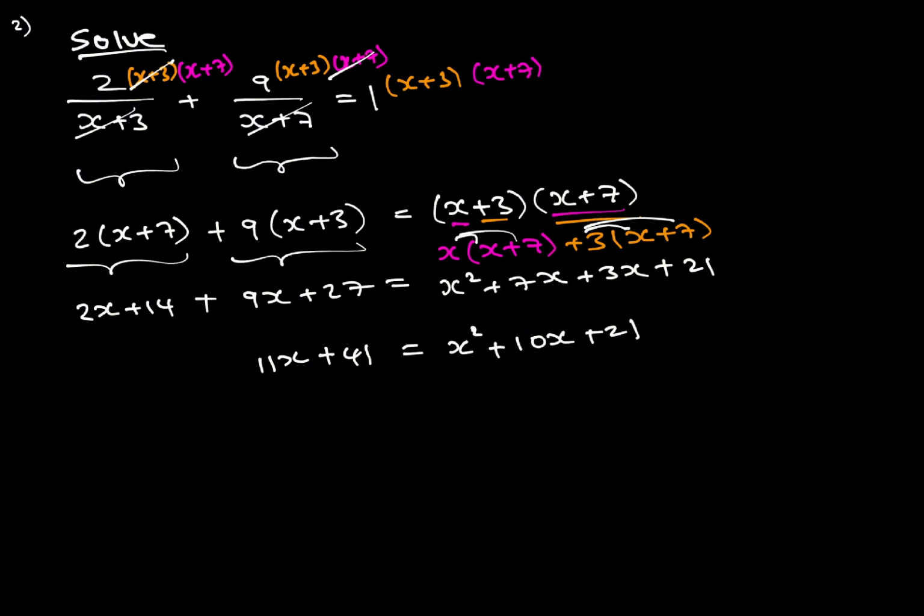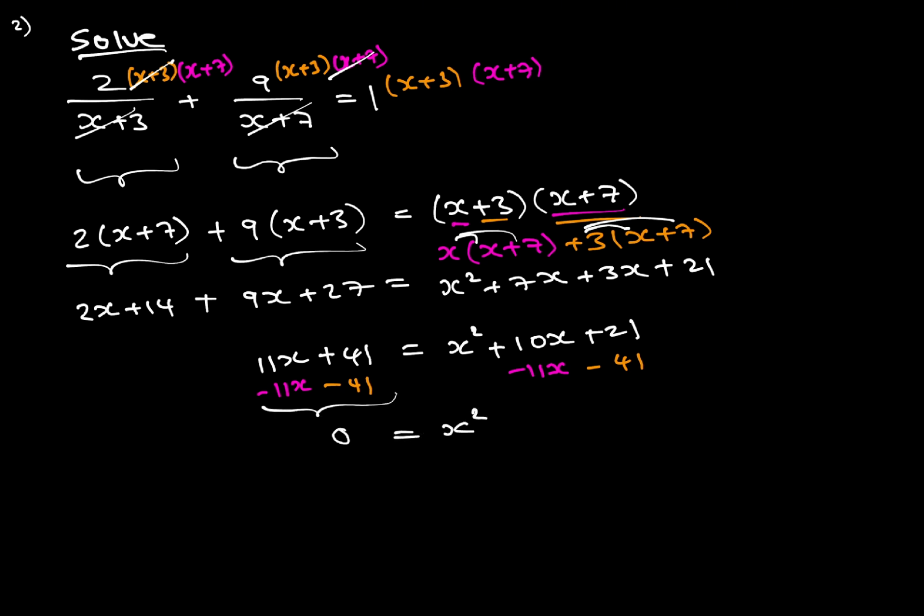Now at this point, I'm just going to gather like terms again, and I'm going to get rid of the 11x on this side, so I'm going to minus 11x here, and I'm going to minus 11x here. And now I'm going to minus 41 on this side, and minus 41 on this side. So you should notice on the left hand side, I'm just going to be left with 0.